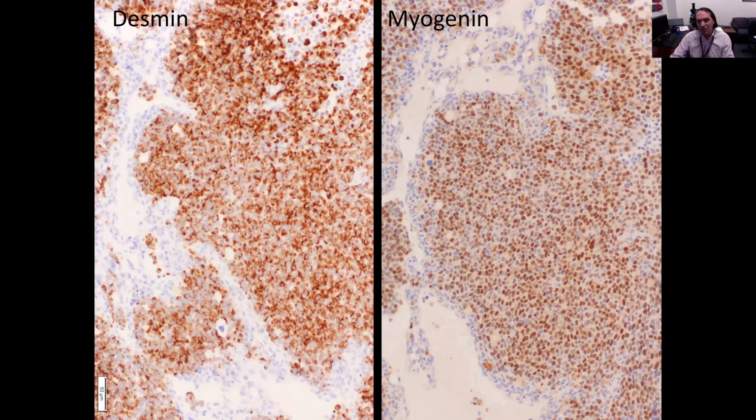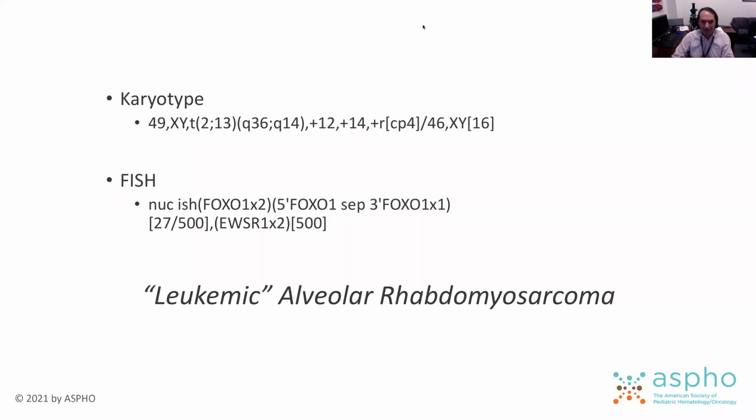And then when we do immunohistochemistry, these cells are positive for the muscle markers desmin and myogenin. And by the cytogenetics, there's a FOXO1 translocation. So in this case, this is a solid tumor presenting with a leukemic phenotype. So this is leukemic alveolar rhabdomyosarcoma, which is something to keep in mind, that not all patients with occupied bone marrows have primary bone marrow disorders.